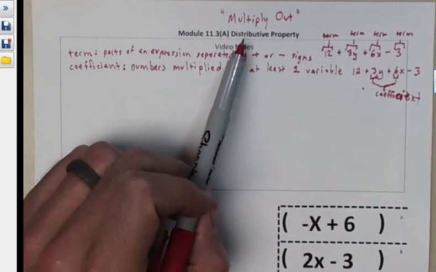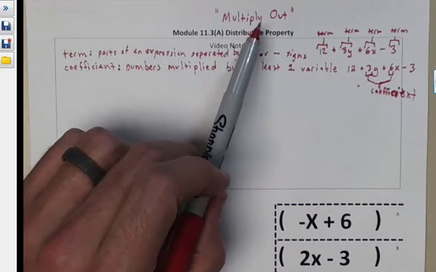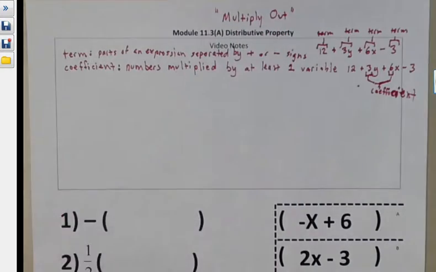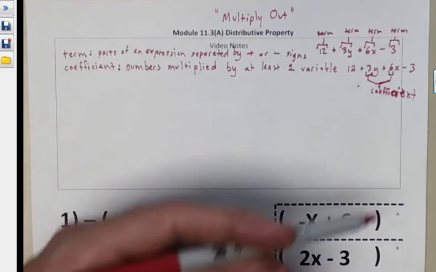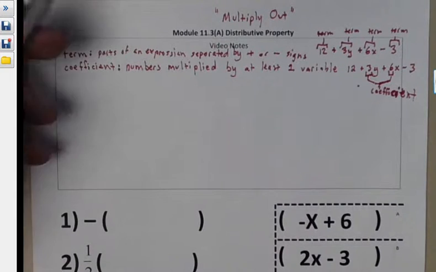Alright, so distributive property, the rule for distribution, we're going to say it's multiplying out. Okay, so if I tell you to multiply out, that means you're going to distribute things. When you distribute things, you give things, you distribute them evenly. Okay, so we're going to write down the rule for distributive property now.